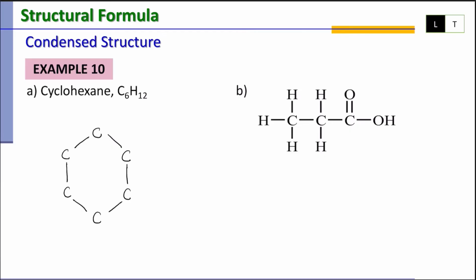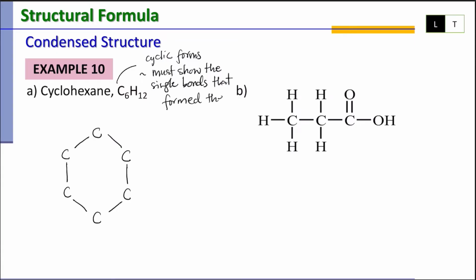Okay, untuk this condensed structure, awak kena tunjuk atom carbon dan hydrogen. Tetapi apabila cyclic form, so ini adalah cyclic form, awak mesti tunjuk single bonds yang membentuk cyclic ring. So you must show the single bond that form the cyclic ring. So sebab itulah dalam special case untuk cycloalkane kita akan tunjuk single bond. Dalam struktur yang lain kita tak tunjuk. So ini sahaja yang special, single bond kena tunjuk.